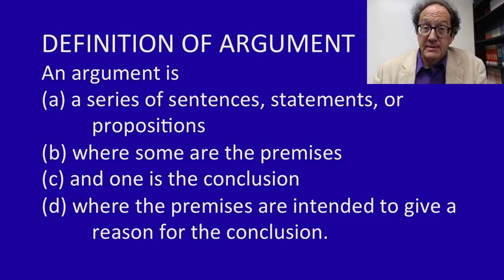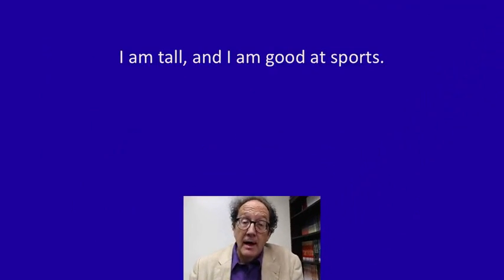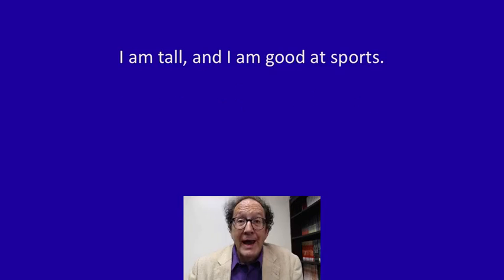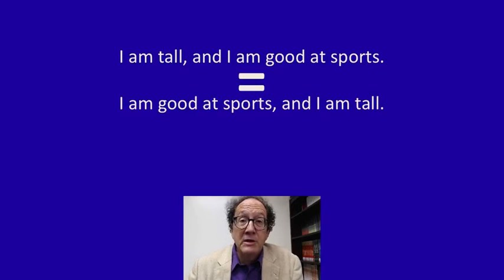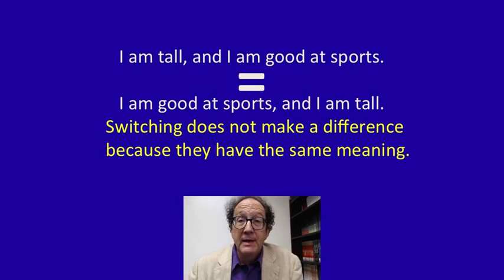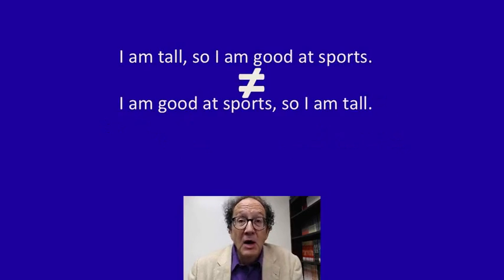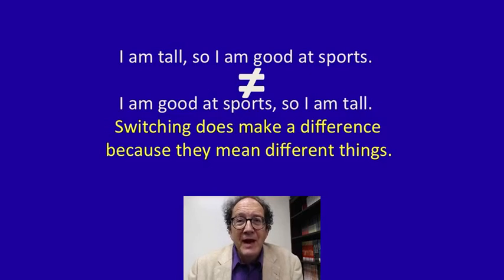Just compare these two sentences. I am tall and I am good at sports. And compare that to I am tall, so I am good at sports. Now notice that you can take the first sentence, I am tall and I am good at sports, and switch it around. I am good at sports and I am tall. Switching doesn't make any difference. But it's very different if you say, I am tall, so I am good at sports. That's very different from, I am good at sports, so I am tall. So we know from the fact that you can switch around the and sentence and you cannot switch around the so sentence, the word so introduces something very different from just conjoining the two claims.